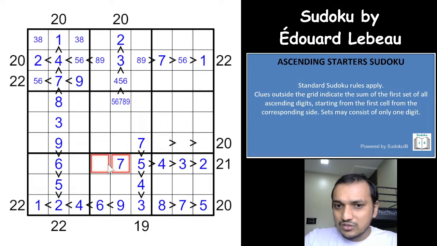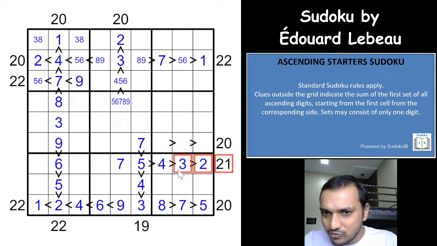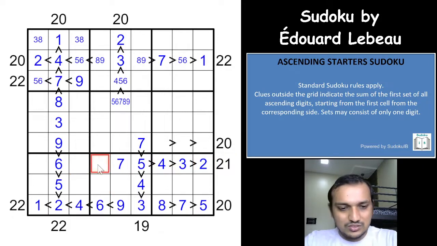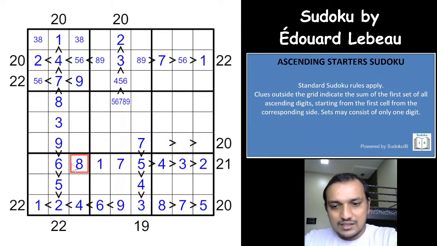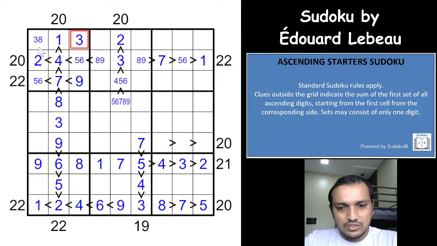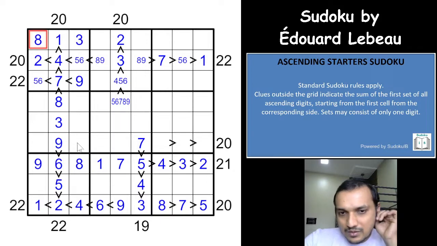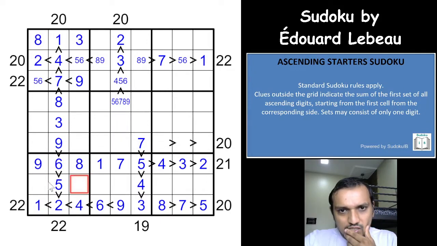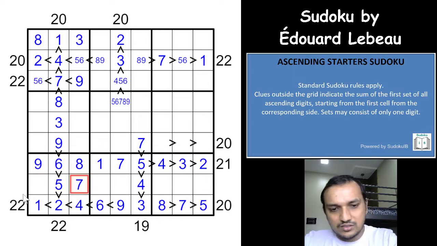lesser than 7, because if it is greater than 7, the sum would have to be greater than 21. So this is 1, the only possible digit here. That gives you 8 and 9 here. That is 8, that is 9 here. That gives you 3 here and an 8 here. That gives you 3 and 7 here, right? So that is 7 and a 3 here.